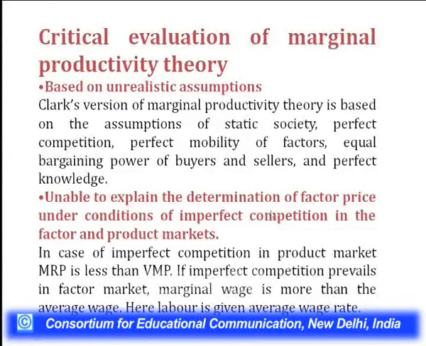Second is, it is unable to explain the determination of factor price under conditions of imperfect competition in the factor and product markets. There is imperfect competition in the product market. In that case, average revenue is not equal to marginal revenue. Marginal revenue is less than average revenue in case of imperfect competition.